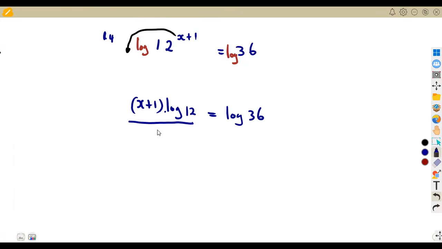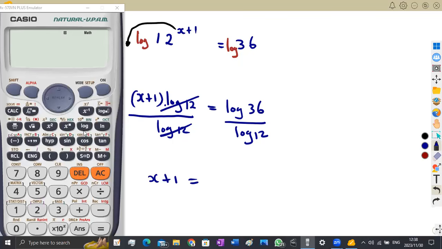So you can remove this by dividing both sides by the log of 12. So this can cancel. We remain with x + 1 equal to log 36 over log 12. All right, so you can simplify this on our calculator. It's not something that is difficult. Just use your calculator here. Use log of 36 over the log of 12, like this.